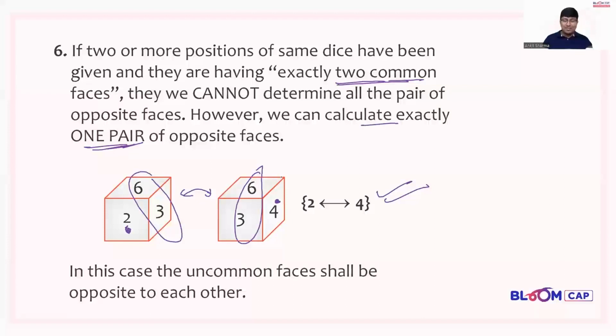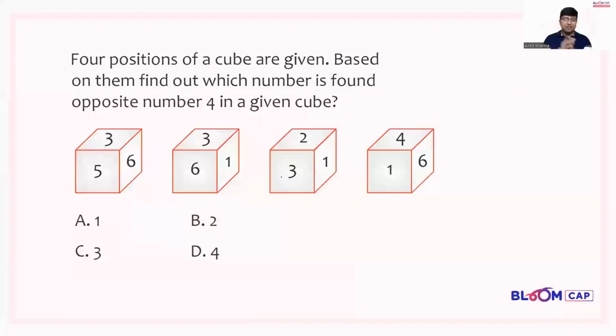Fine, everyone. Now, after understanding all these properties, let us begin with the question discussion. Here we go. See the first question. 4 positions of a cube are given. Based on them, find out which number is found opposite to 4 in the given cube. Now see, where is 4? 4 is over here. What are the numbers other than 4 we can see? 1 and 6. Here also see 1 and 6.